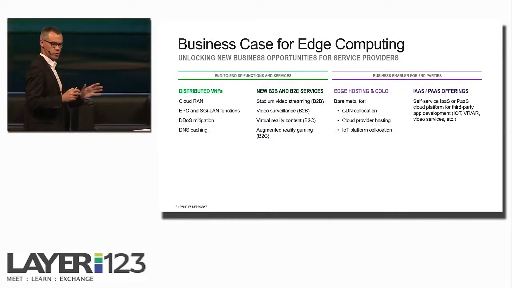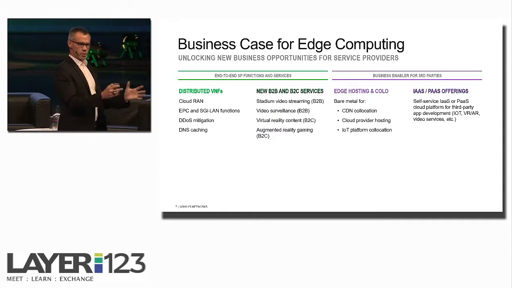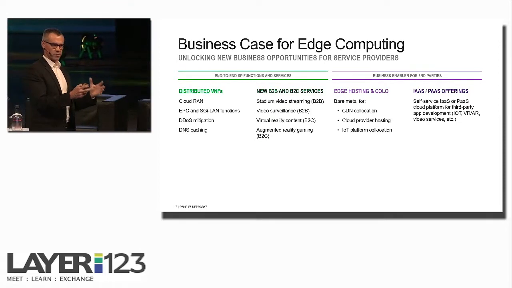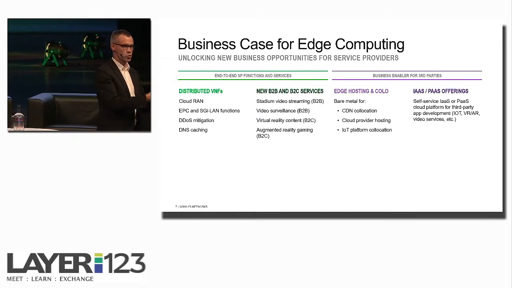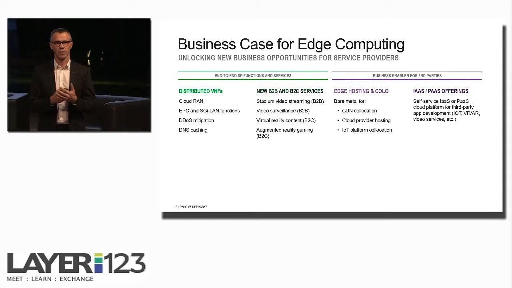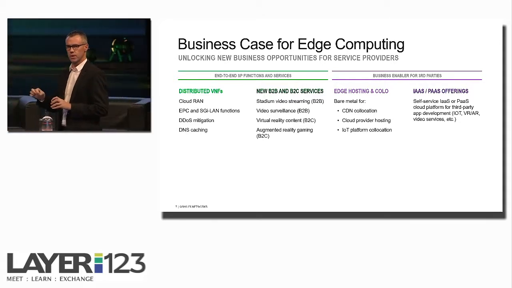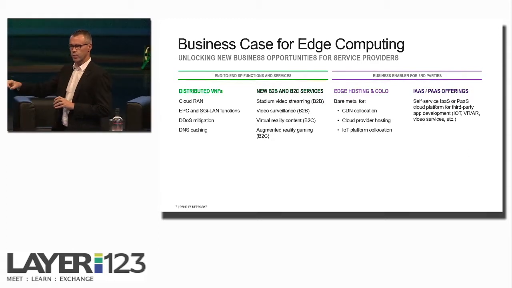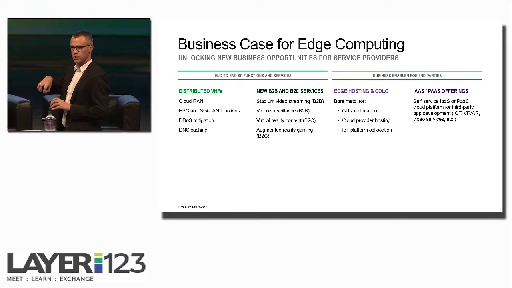So these were just two examples, right? So there's new business opportunities for service providers because they can start building new services on their own for the consumer market, for the enterprise market. There's a few examples here. I'm not going to read them all out. But at the same time, it's also a business opportunity to sell to enterprises and to allow them to host their applications in your edge compute site.